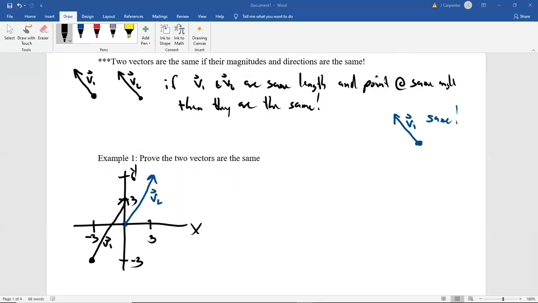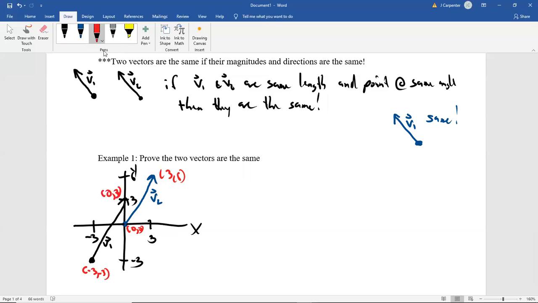Now, I did not label these points initially, but we can go back and label them. This is at -3, -3. That's the tail. Then the head of it, the arrow, is at 0, 3. This point right here is at the origin 0, 0, and this one is at the point 3, 6.